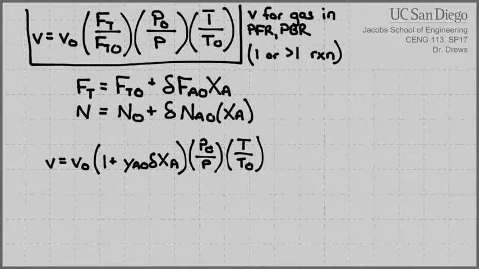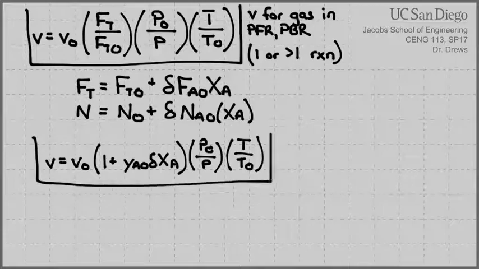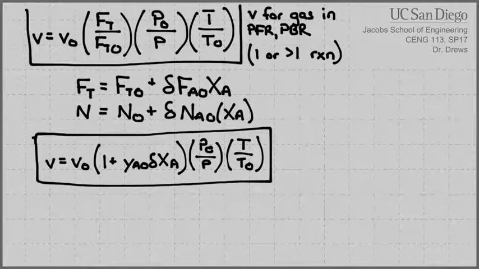So this is the version that we would use if we only had one reaction. There's no reason you have to use that version if you have one reaction. You can always use the one up at the top and get the same answer.